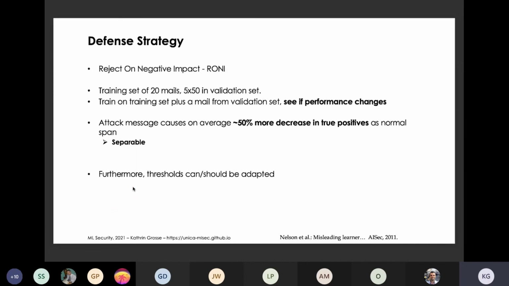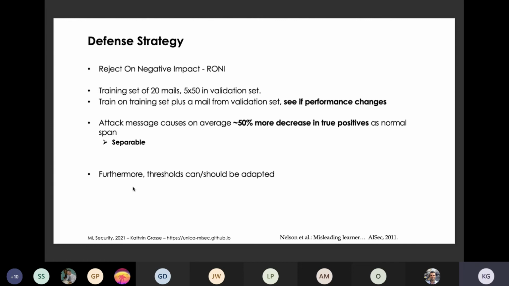And indeed, the authors report that the average change in the classifier, or in accuracy, is very large. So there is a 50% decrease in true positives. And this means that the data is separable. So you can actually run the training for all these individual emails, and then you can figure out which ones are the poisoning ones because their effect is so strong.